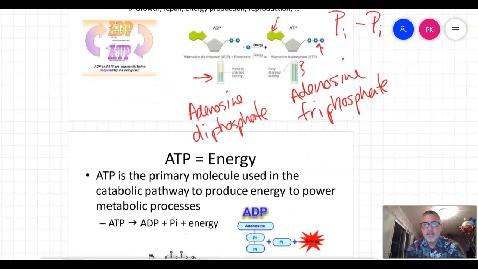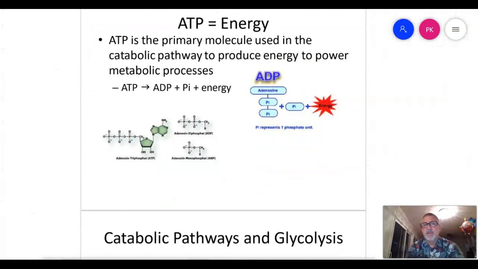But we'll talk about that. So ATP equals energy. That's what we said. It's the primary molecule, I said, using the catabolic pathway to produce energy and power. Right? So ATP, if I take one of those phosphates, that's the Pi I told you about, right? I get to use the energy from the bond.